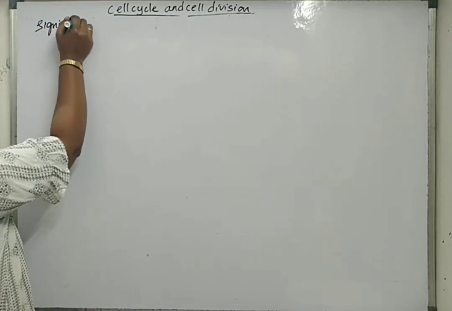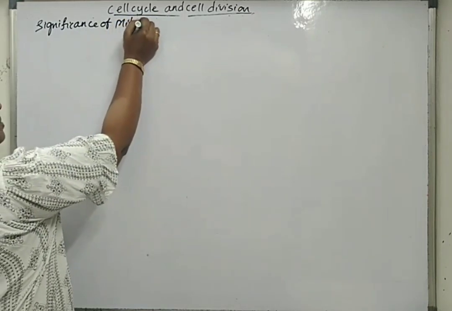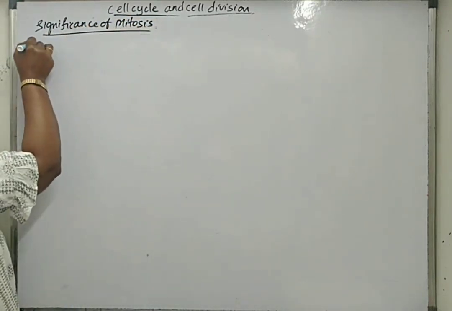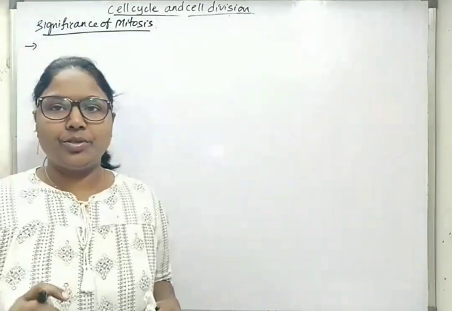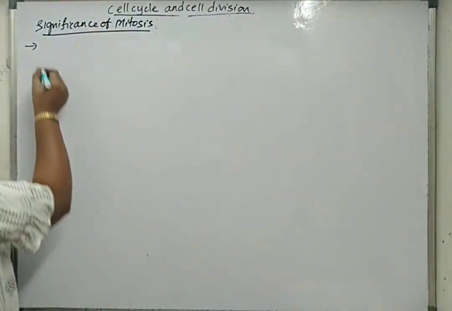Significance of mitosis. So, mitosis means one single cell getting divided into two daughter cells. It means that it helps in growth of the organism.